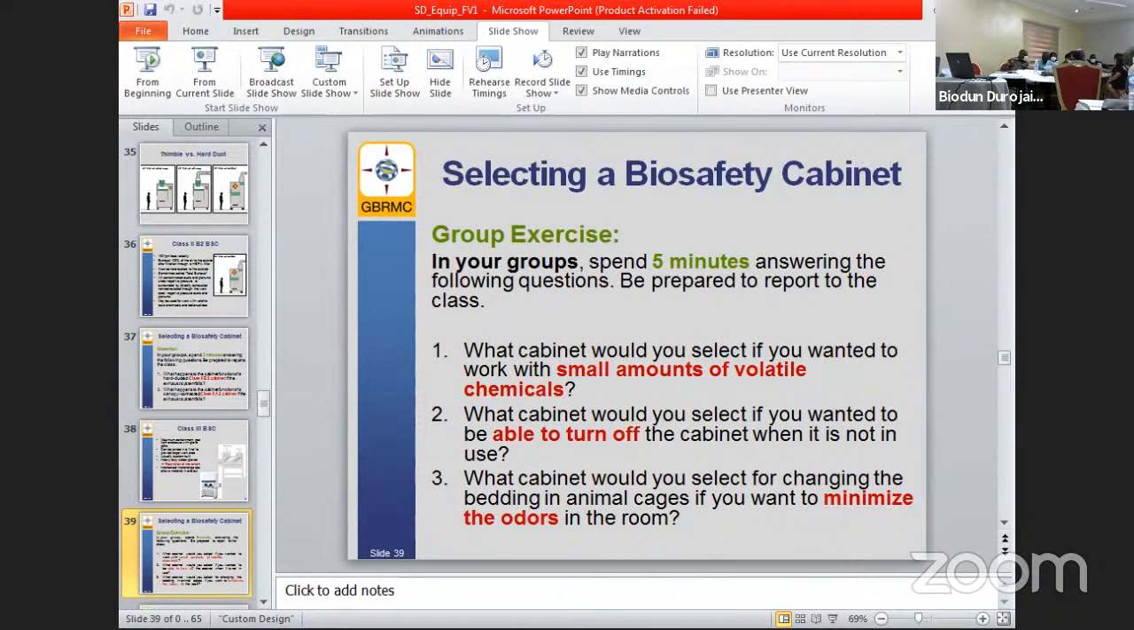So which one would you use? 2B2. Yes. Because everything has to go out. So it doesn't enter into the room. You know, the A2, we said 70% comes in, 30% goes out. So it's simple. Is there anybody that is not following? Are we all following? Yeah. All right. So I can put class 2B2.